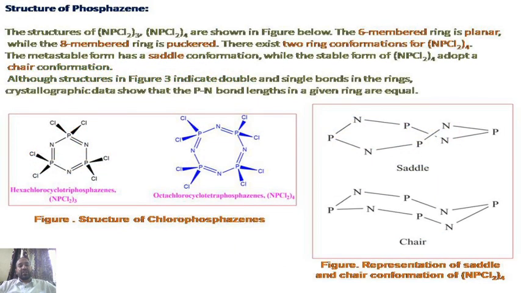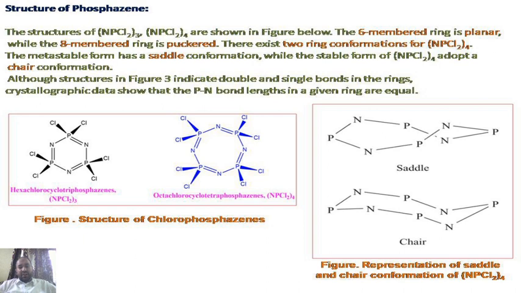Now their structure. The trimer, which is a 6-membered ring, and the tetramer, their structures have been shown in the figure below. One is in black and another is in blue. The first one, that is the 6-membered ring, is planar, whereas the second one, octachlorocyclotetraphosphazene, is a puckered ring.